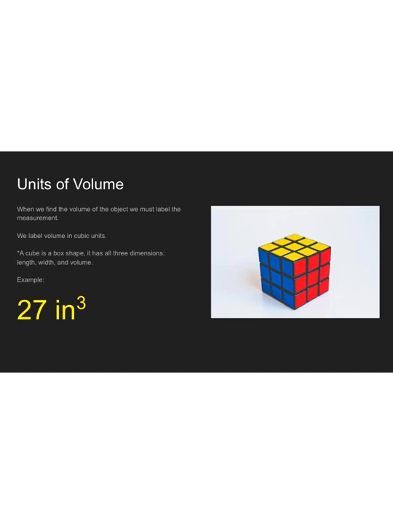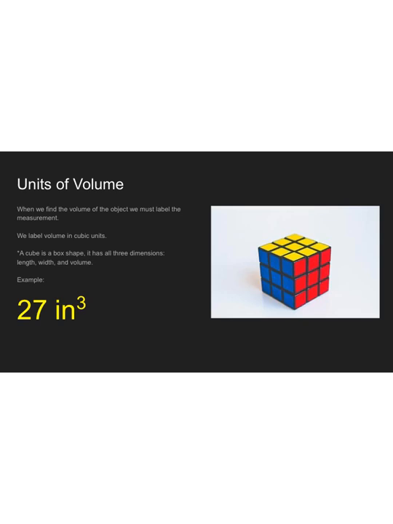When we find the volume of the object, we must label the measurement. So once you actually go through the calculations and you find the volume of an object, you always need to label your answer. We label volume in something called cubic units. If you think about a cube like this Rubik's Cube here, it has all three dimensions. It has a length and a width and a height. So a cube is three-dimensional, so we measure volume in units that are three-dimensional.